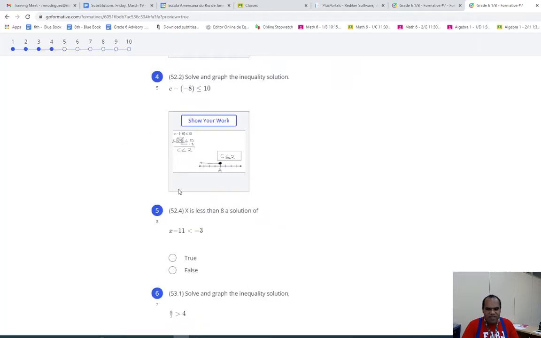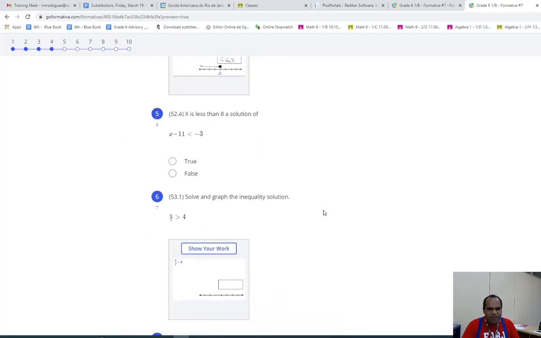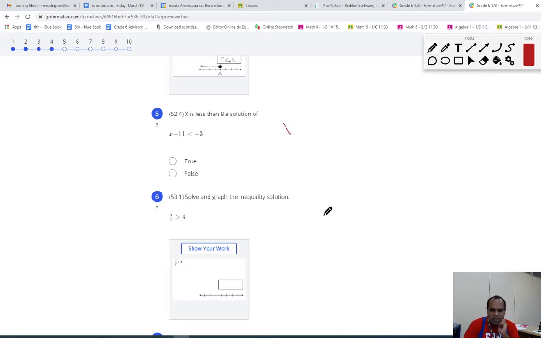And let's go ahead. Number 5. x is less than 8. Remember, guys, you need to write this. How do I write this? x is less than 8. I'll use this one here because I don't have it. x is less than 8. Great. I know the translation for this one is this.